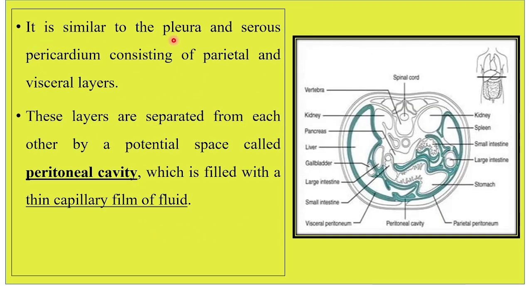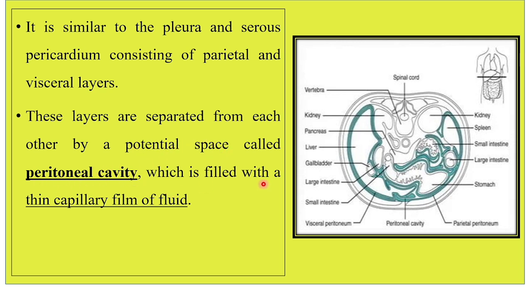It is similar to pleura and serous pericardium, consisting of parietal and visceral layers. So these are the different layers of the peritoneum, that is parietal and visceral peritoneum. These layers are separated from each other by the potential space called peritoneal cavity. So there is a space that separates the parietal and visceral layers, and that potential space is known as the peritoneal cavity.